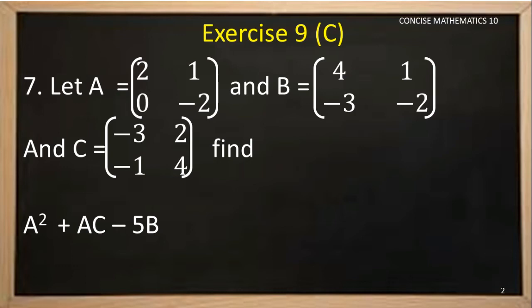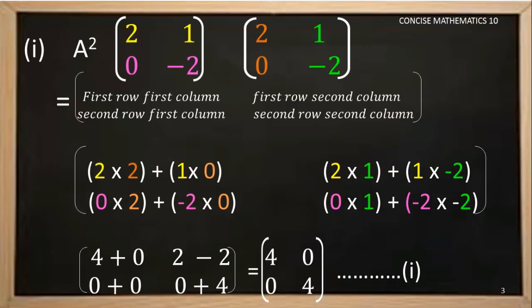For the first and second step, A square and AC, we need to cross check whether the multiplication process is possible. As all the given matrices are square matrices of order 2 by 2, it is possible to proceed with all the multiplication. Consider step 1, that is A square. Matrix A should be again multiplied with matrix A. How to multiply? First row, first column, first row, second column. Second row, first column, second row, second column.